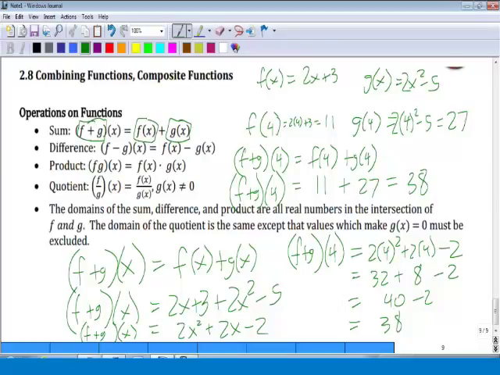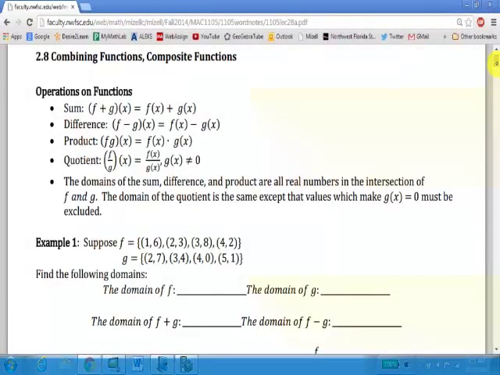To settle the question of domain, ALEKS may ask you the domain of a sum, difference, product, or quotient. In this case, they're both polynomials. They both have all real numbers in their domains. So the only concern might be what makes g of x equal to 0. And this is particularly awkward. I think it's some irrational number that makes g of x equal to 0. That would be the only restriction on the domain. We'll look at a problem later and see if we can find any restrictions on the domains of f plus g, f minus g, fg, and f over g. It may be sooner than later. Let's look at example 2.